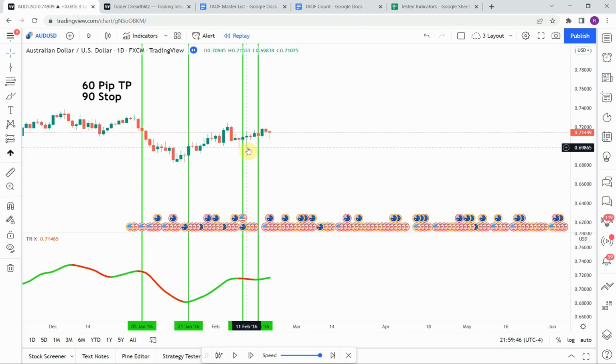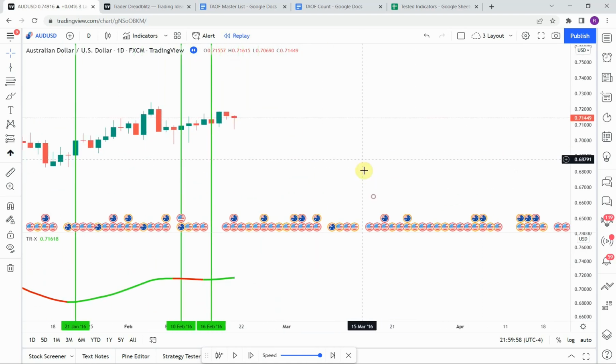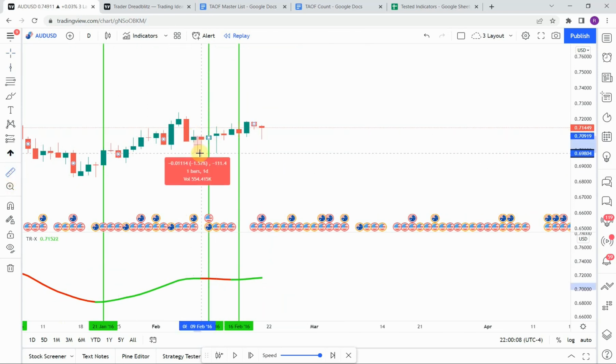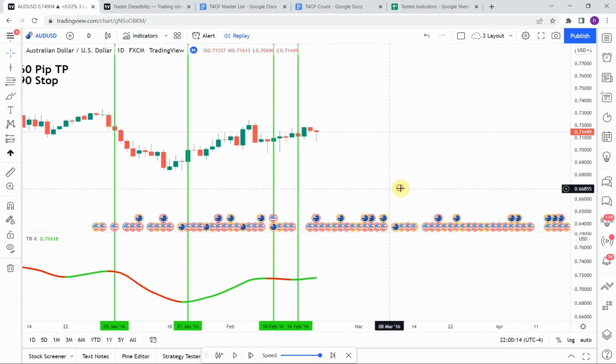All right, so the third signal that we pick up is a short right here. Same setup. We get that red switch there in the trend regression. And you can see that we get this really big, or relatively big, wick to the downside on this candle right here. It is enough to get us to our take profit, drop down to about 106 pips.